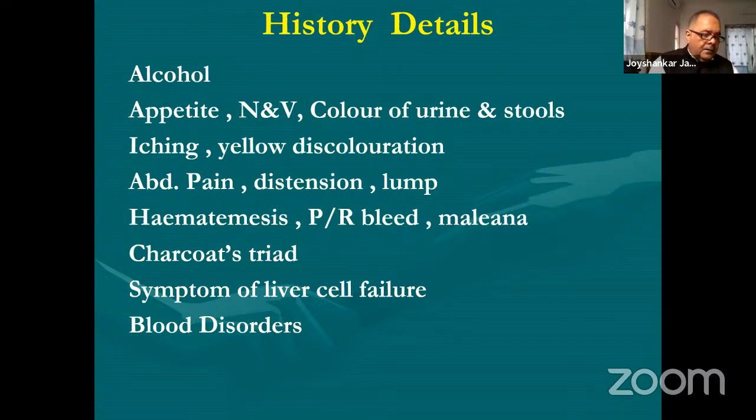These are the history points to take out for signs of liver cell failure. And what is Charcot's triad? Charcot's triad is fever, pain in abdomen, and jaundice. What does Charcot's triad tell? That there is a CBD obstruction. It could be because of a stone or a malignancy. This is Charcot's triad. Past history of tuberculosis, malaria, past history of any blood disorders in himself and in the immediate family.